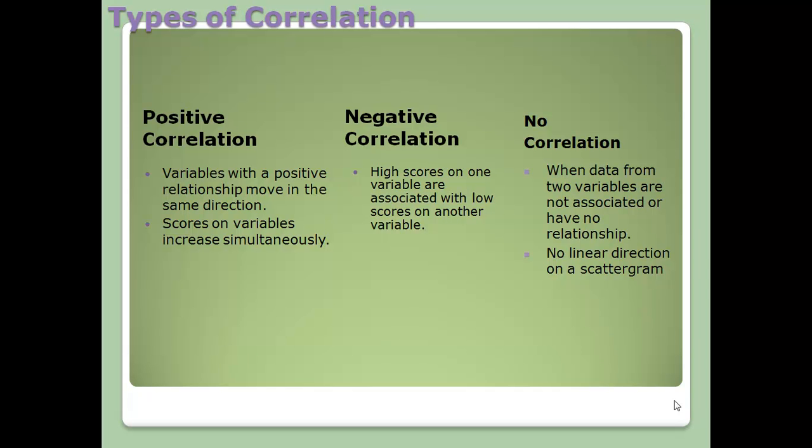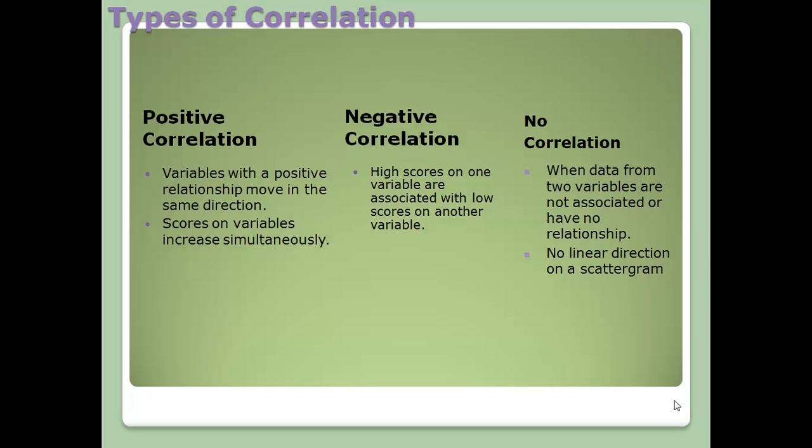Now we have different types of correlation. We have positive, negative, and none. And in a minute I'm going to show you a scattergram where you can see positive and no correlation. I didn't have room to put a negative correlation, but I think you'll be able to get the idea of what we're talking about here.